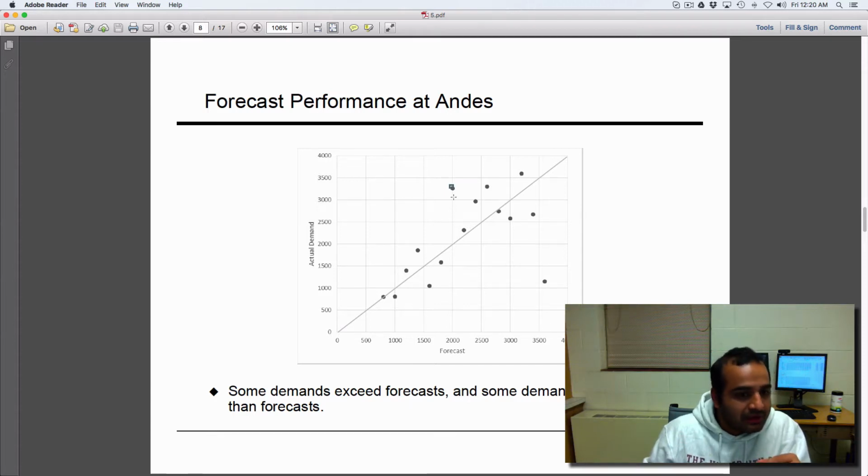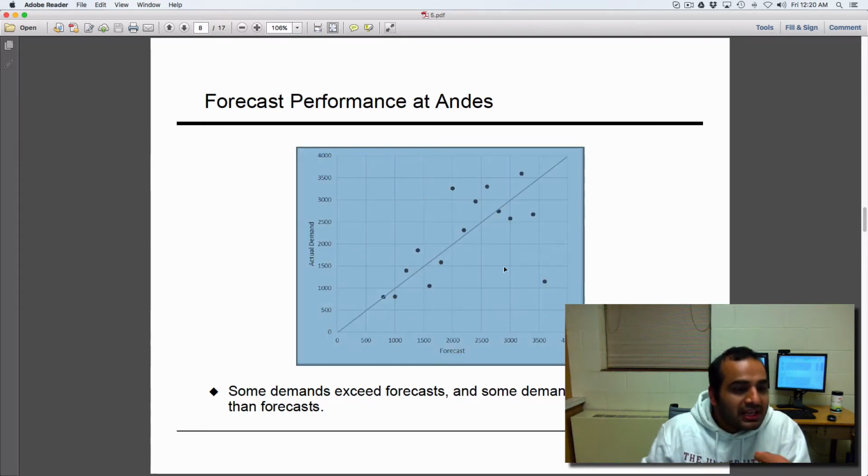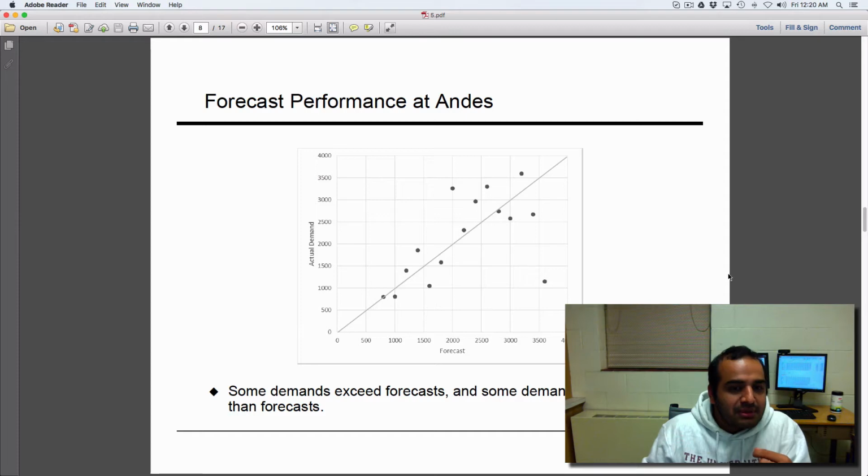Actually, the actual demand is pretty high. For example, here, even better, the actual demand was pretty close to the forecast. In general, you will notice that some demands are higher than forecast on the upper triangle of the chart, and for some products the demand was lower than the forecast and was in the lower triangle of the chart.